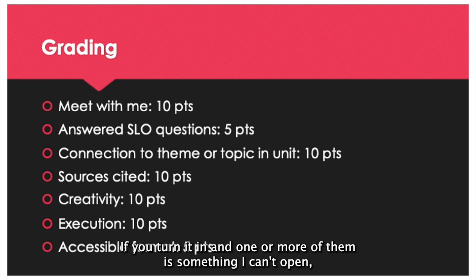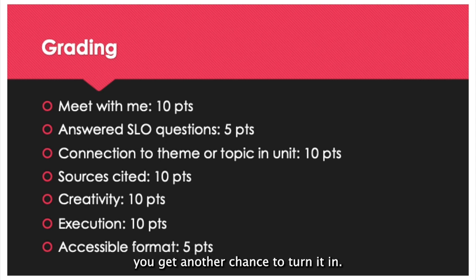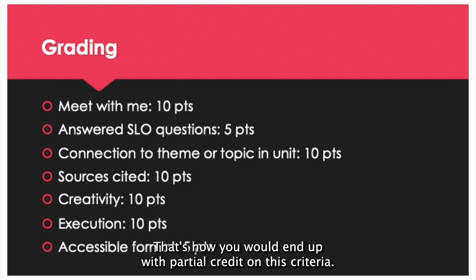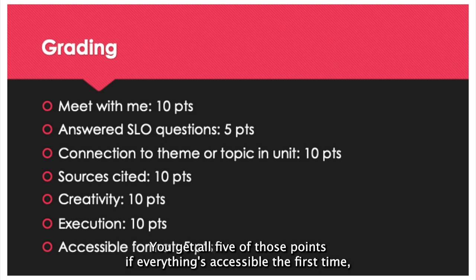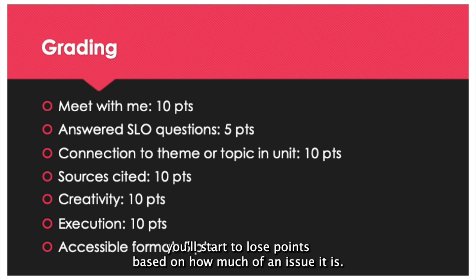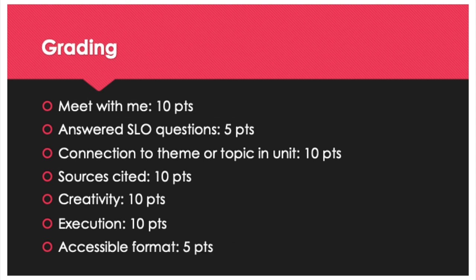If you turn it in and one or more of them is something I can't open, you get another chance to turn it in. I'll let you know if I can't access your files. That's how you would end up with partial credit on this criteria. You get all 5 of those points if everything's accessible the first time. If not, and it's not like a Canvas ate my document thing, you'll start to lose points based on how much of an issue it is.